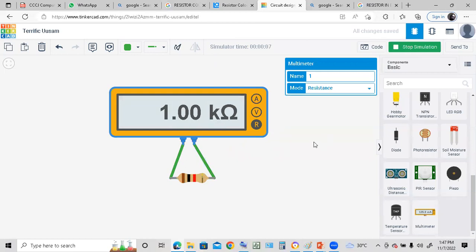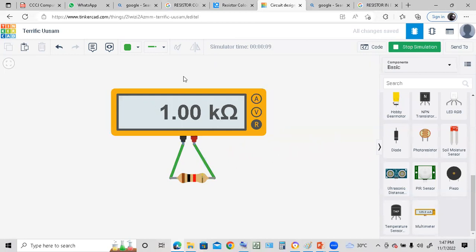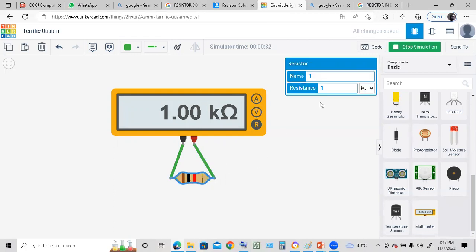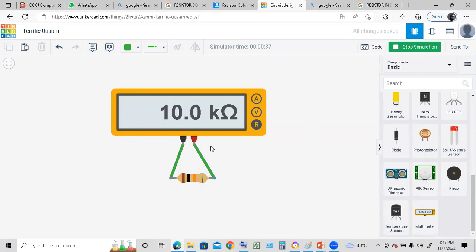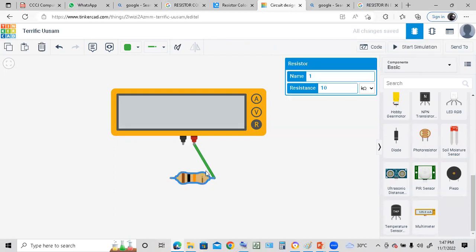Usually when I test a resistor, you're not supposed to put power on the circuit when you're testing a resistor alone. It can damage the meter. So if I change this value, it's going to be 10. All right, so let me just change it again and see.